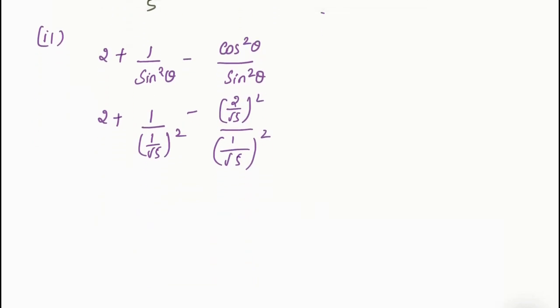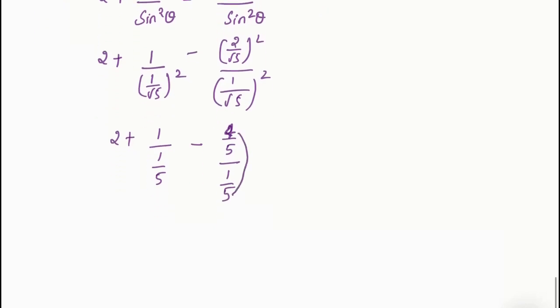Okay. So now what do you have? 2 plus 1 by 5 minus 2 by 4 by 5, root 2 square is 2. Okay, 4 by 5 by 1 by 5. After taking this, you can multiply it like this, correct? So what do you get? And this also can be multiplied upwards, right?